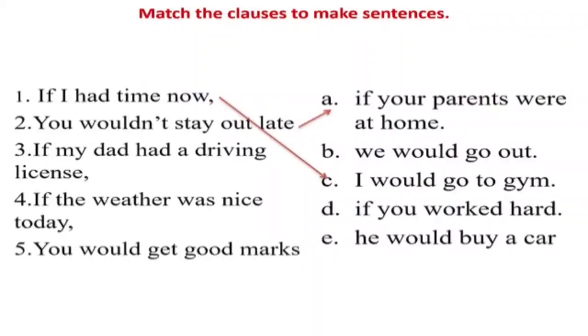3, if my dad had a driving license, yes, what would he do? Yes, very good. He would buy a car. Okay, very good. Number 4, if the weather was nice today, yes, very good. We would go out. 5, you would get good marks if you worked hard. Okay, very good.